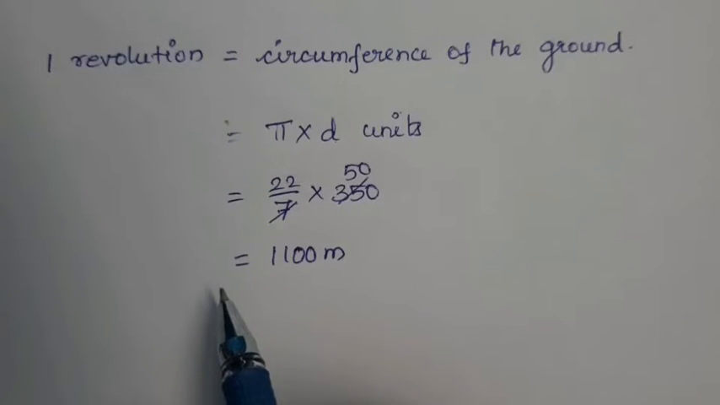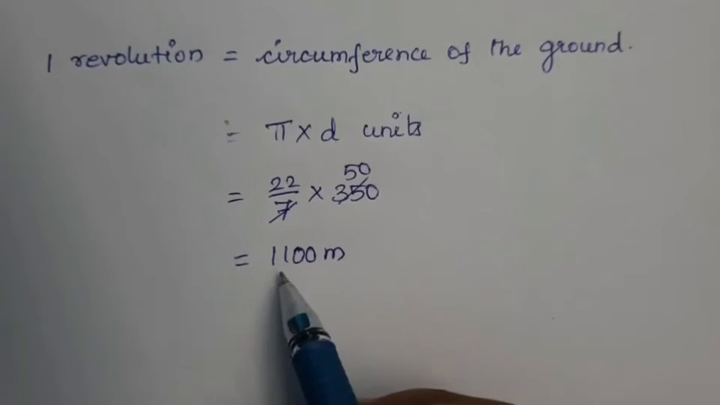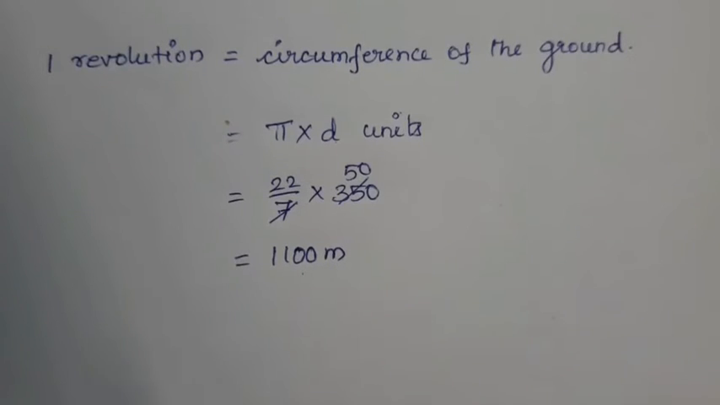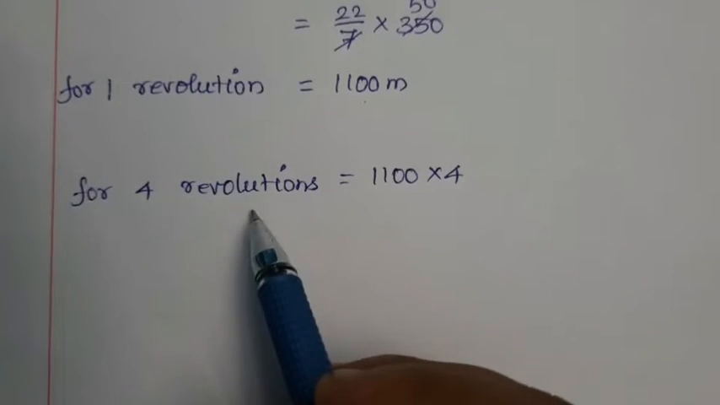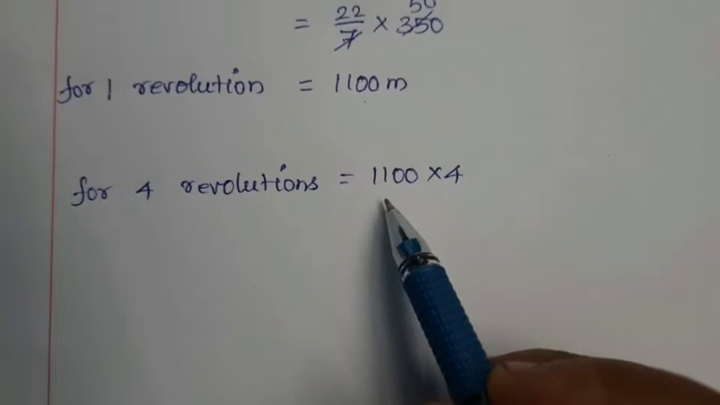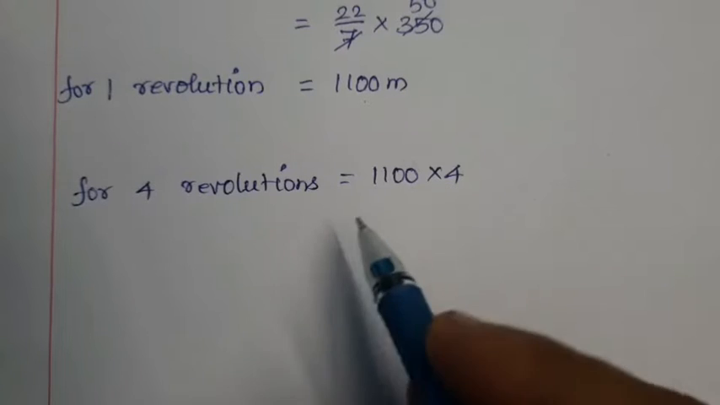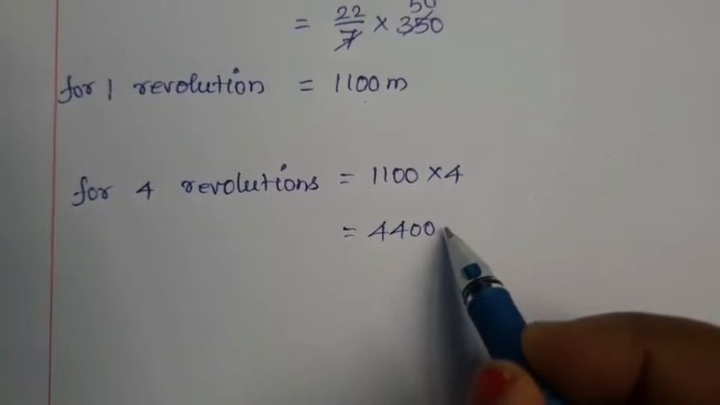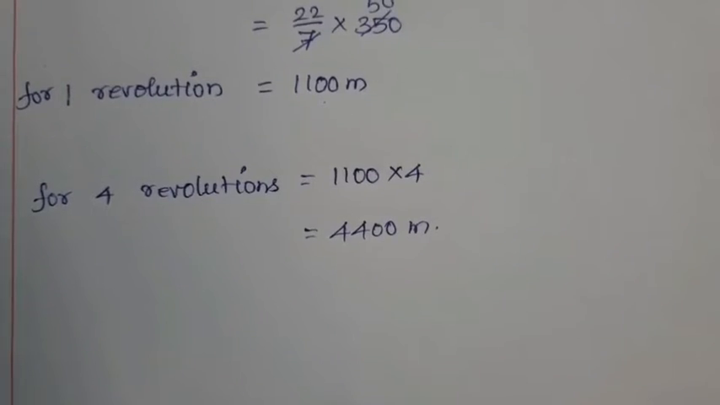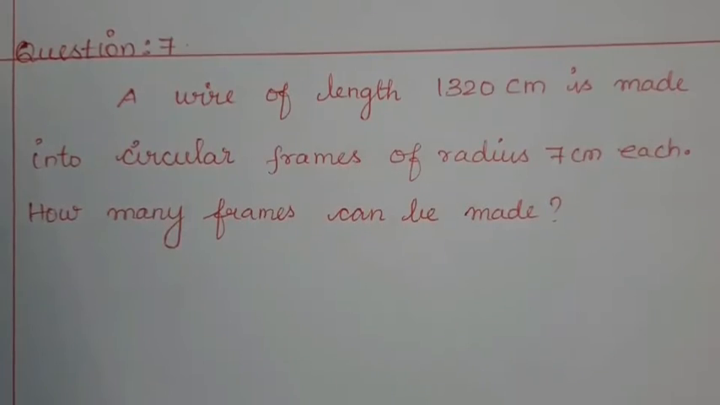To find the distance covered in 4 revolutions, we should multiply this value by 4. Therefore, for finding the distance for 4 revolutions, we should multiply 1100 by 4. By multiplying 1100 by 4, we get 4400 meter, which is the required distance covered by the athlete for 4 revolutions. Next, question number 7.